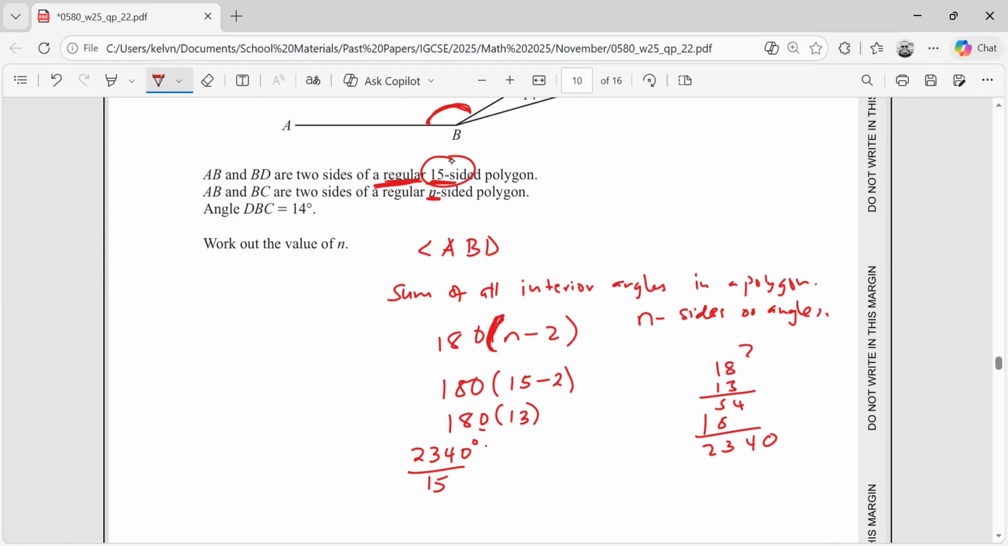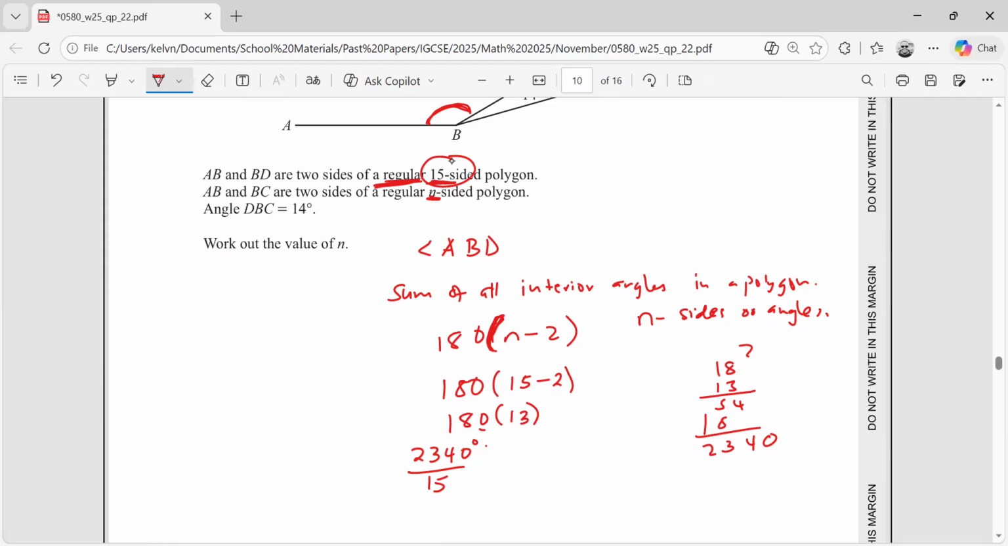So this means if I was to divide this by 15, remember it's a 15-sided one and it's regular and all angles are equal. So if I were to divide that by 15, what do you think that will be? You can use the long division method here, because again, it's a non-calculator paper. You can try to simplify it.